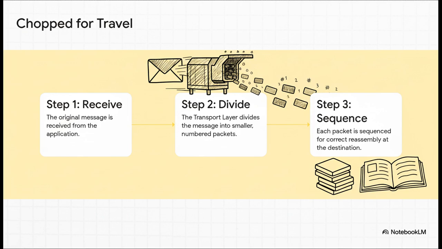Okay, this is where it gets really cool. Your device doesn't send your message as one giant piece. That would be way too slow and clunky. Instead, the next station on the line, the transport layer, acts kind of like a paper shredder. It chops your big message into tiny little chunks called packets. And here's the genius part. It slaps a number on each one, like page numbers. This is going to be super important later, you'll see.